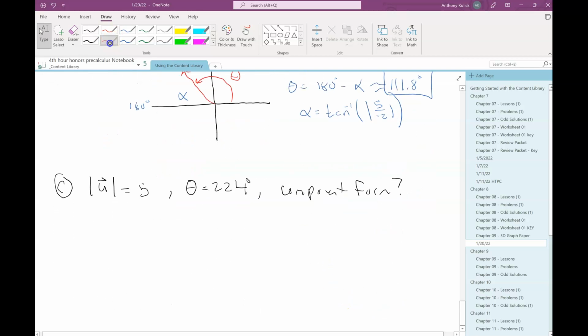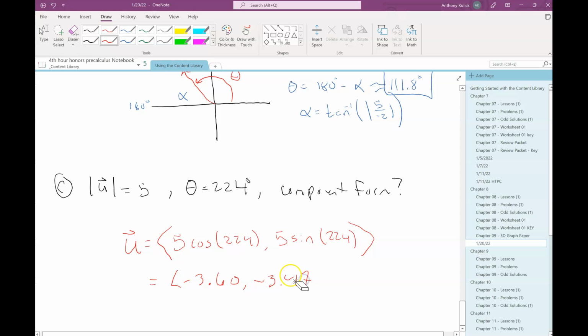Okay, so let's say we have the vector u with magnitude 5 and direction 224, and we want to get the component form for u. So write our wedges, and then just magnitude times cosine of 224, magnitude times sine 224. If I go and type that into my calculator, that's about -3.60, comma -3.47. Real easy.